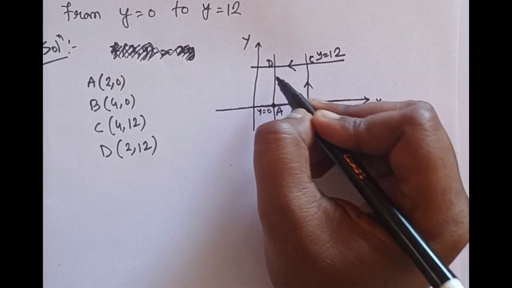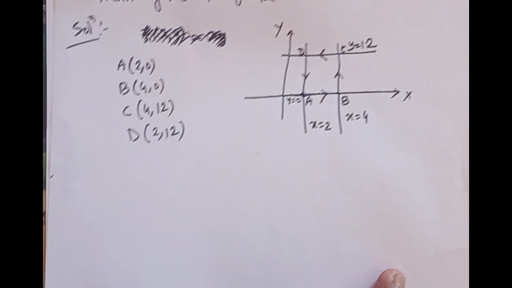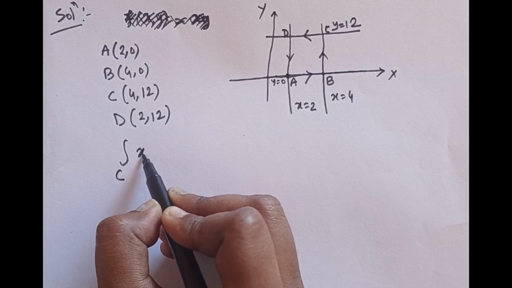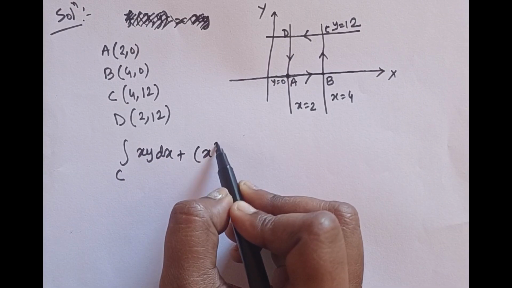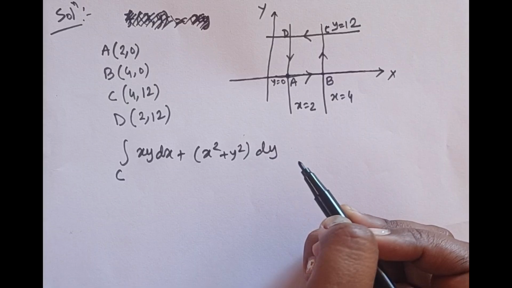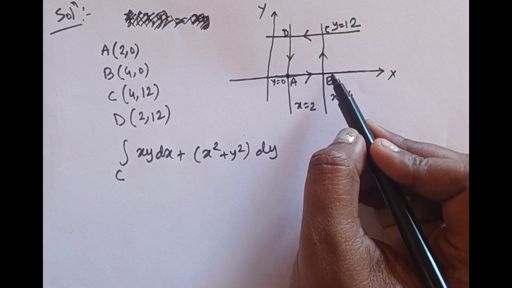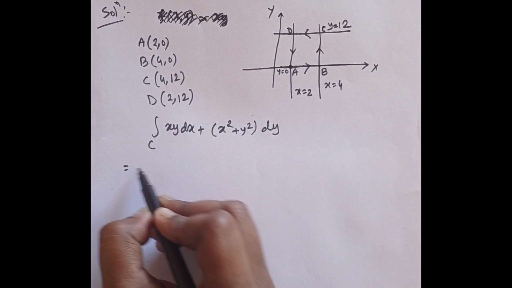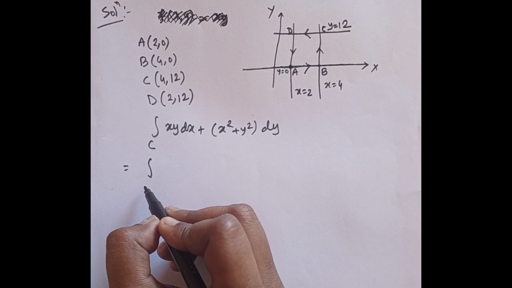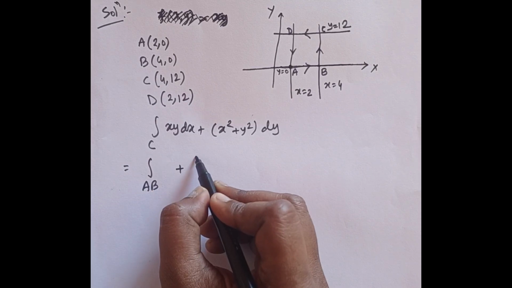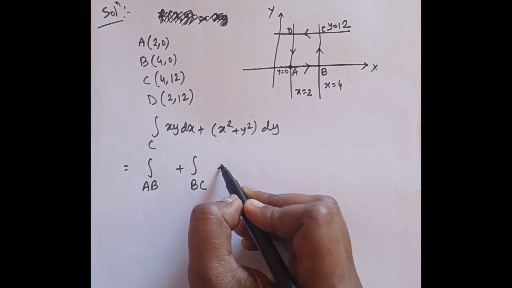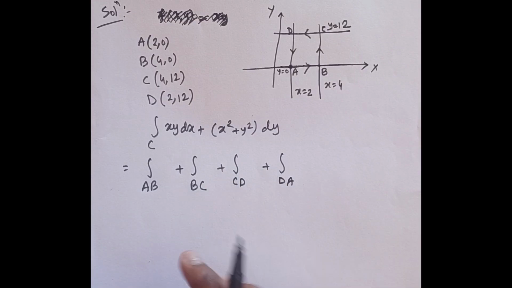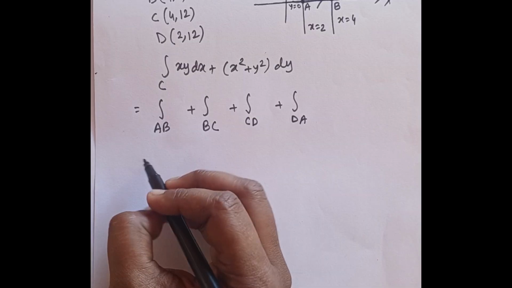Now we have to go from A to B, B to C, C to D and D to A. This is our actual calculation of line integration. We will go through the lines. So we have to calculate the integral of xy dx plus (x square plus y square) dy over C. Now since C is the curve joining A to B, B to C, C to D and D to A, we can divide the whole integration into four parts. First part is AB, then plus BC plus CD plus DA. Now we will calculate one by one and then we will sum up all the values.